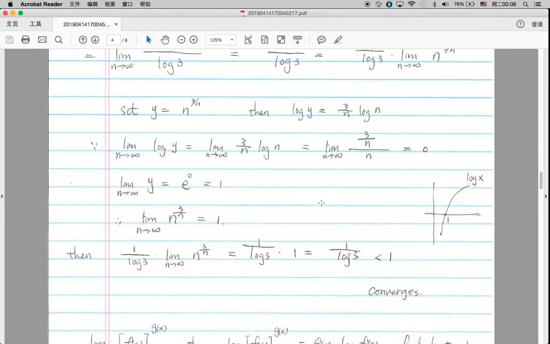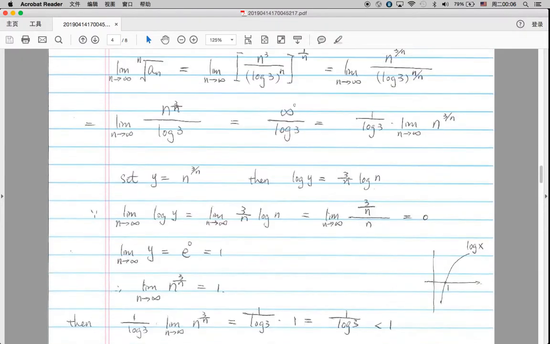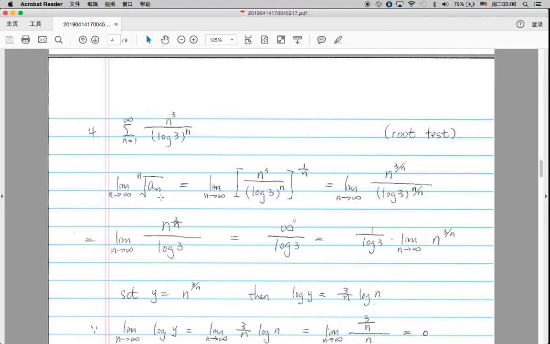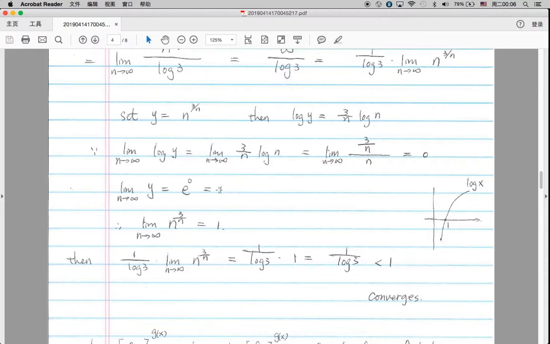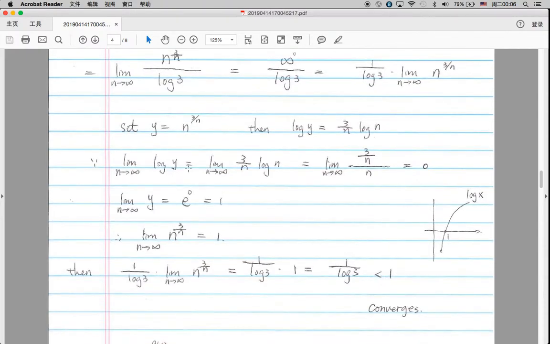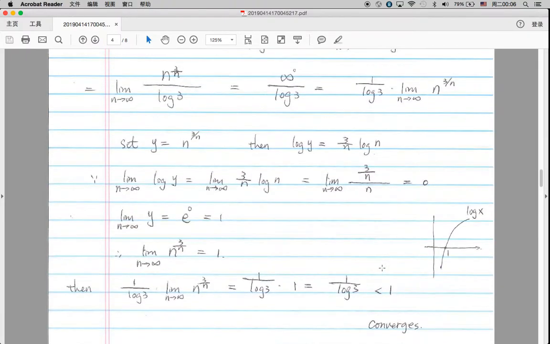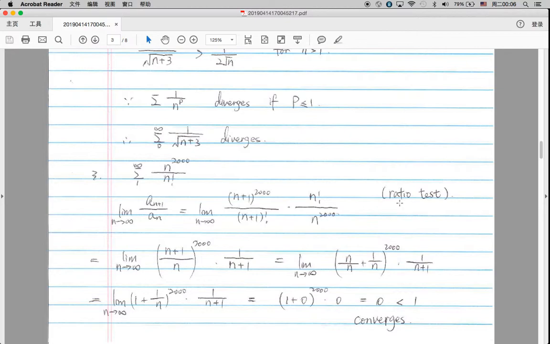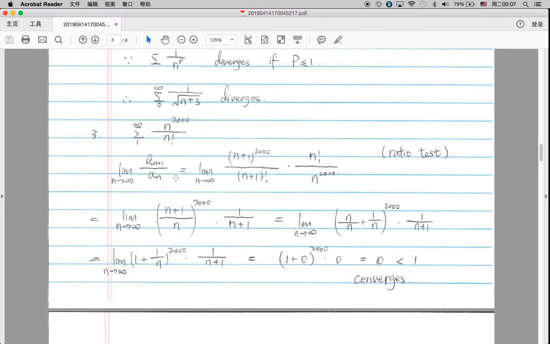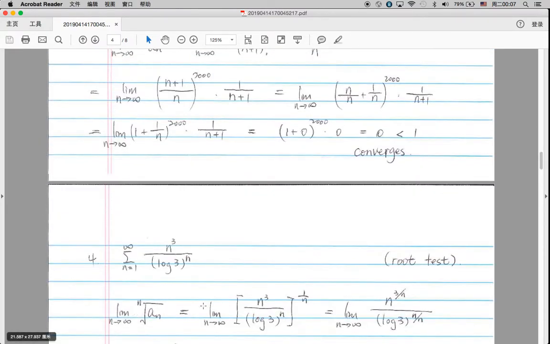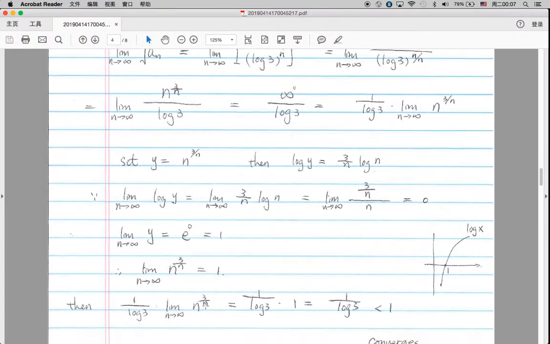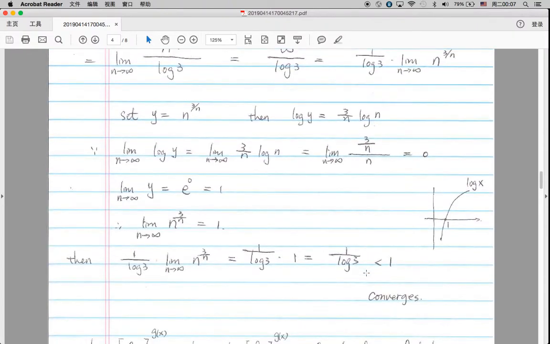Again, for the root test, we are just taking the limit of this expression, and then we check whether our result is less than 1 or not. If the limit of the root test is less than 1, then the series converges. So it is similar to the ratio test. This is the formula for the ratio test, and this is the formula for the root test. If the limit exists and is less than 1, then our series converges. Otherwise, the series diverges.